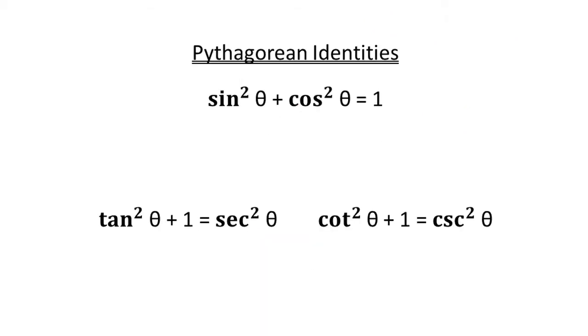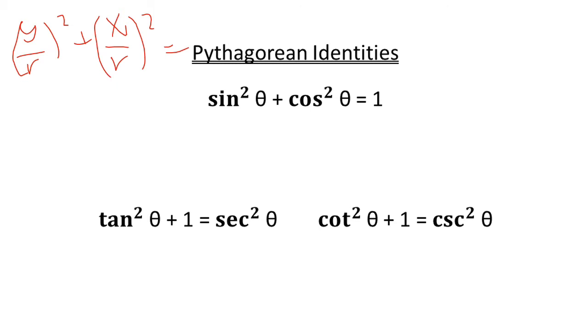So now let's take a look at the Pythagorean identities. We have sine squared theta plus cosine squared theta equals 1. Now let's prove this for a second. What is sine theta? Well, sine theta is y over r. And if I square that, that's y squared over r squared. And then cosine squared theta would be x over r, but squared. And so you'd end up with x squared over r squared.